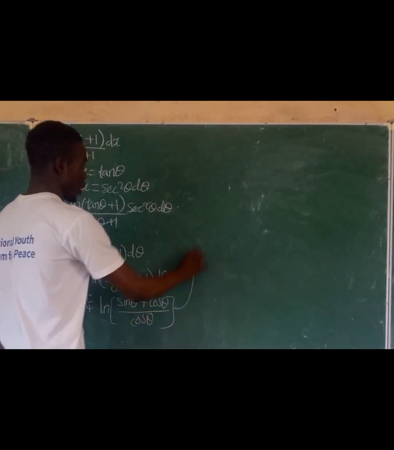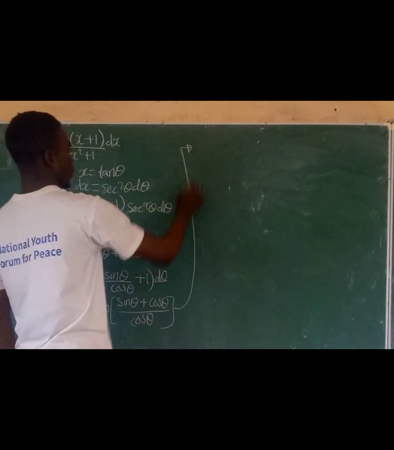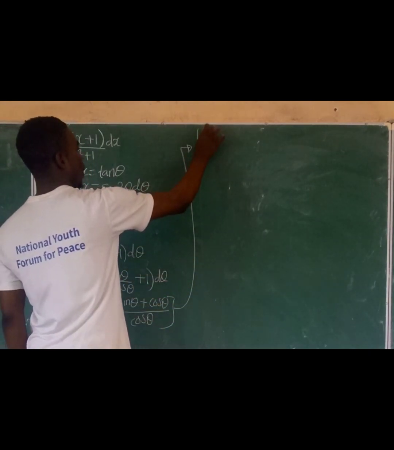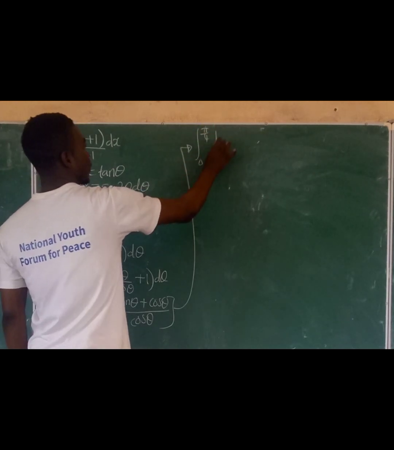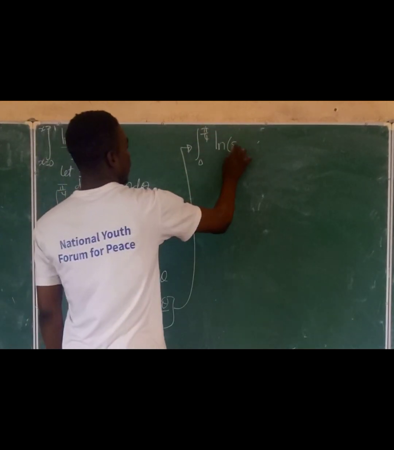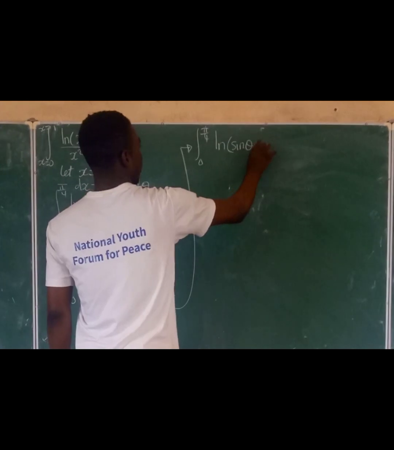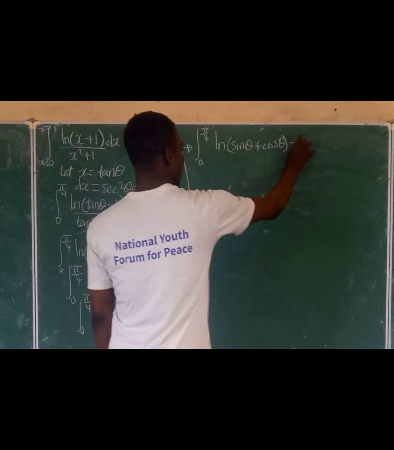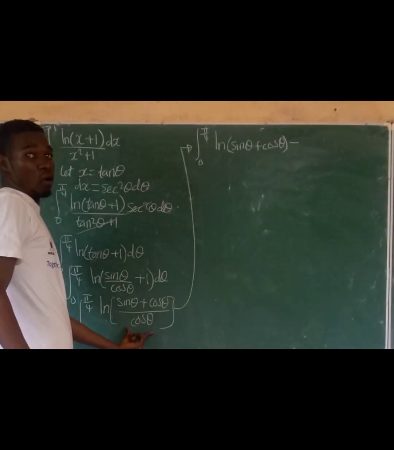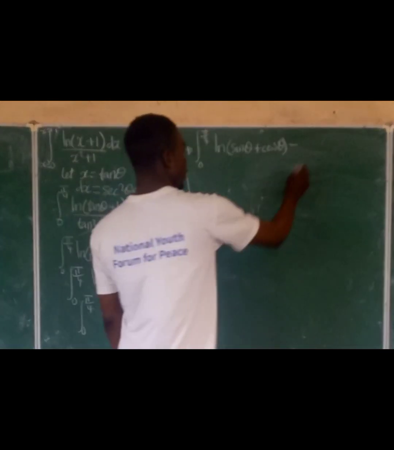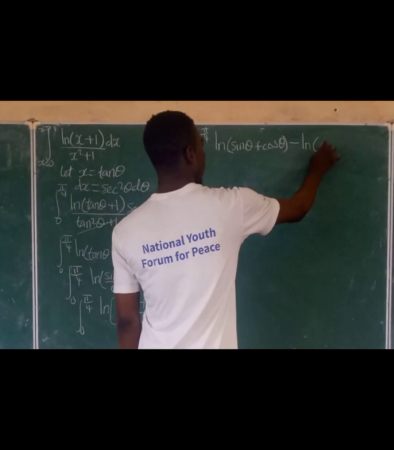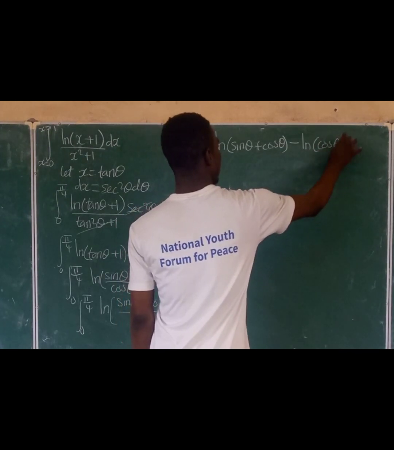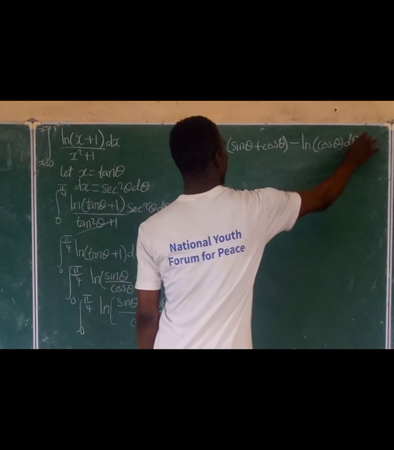Yeah, so this one now can translate into the integral from 0 to pi over 4 of natural log of (sine theta plus cos theta) minus the denominator, so it's going to be log of cos theta d theta.